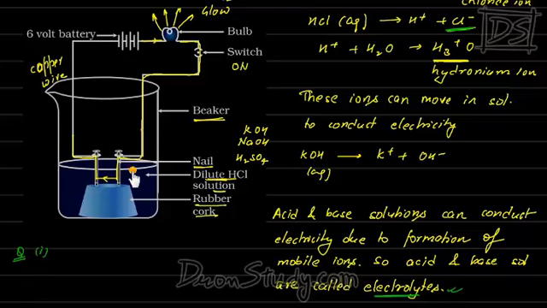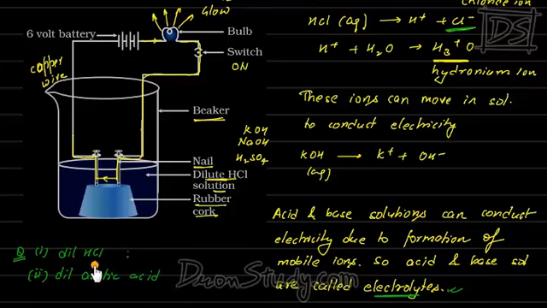Okay, students, a very good question has come to my mind. Here the solution which we took was dilute HCl. Now suppose in another case we take another acid, dilute acetic acid. In both these cases, once when we took dilute HCl and once when we took dilute acetic acid, what difference will you see in the glowing of the bulb? Think and tell me.